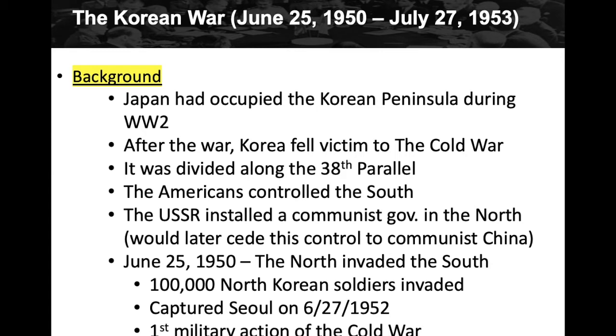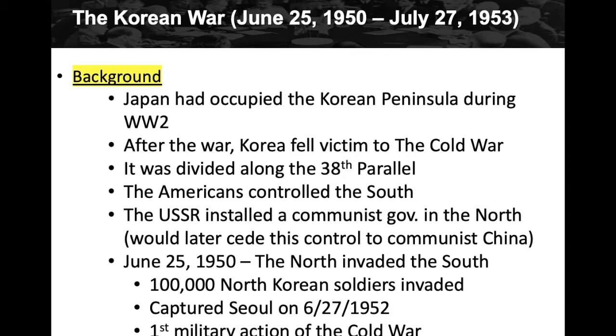June 25th, 1950, North Korea invades South Korea. They cross the 38th parallel, and they just come in thinking that they can take it. And they invade the South. They almost took the entire peninsula, pushed all the Americans back into this little pocket. They captured Seoul 2 days after their invasion. And this war, the Korean War, was actually the first military action of the Cold War.